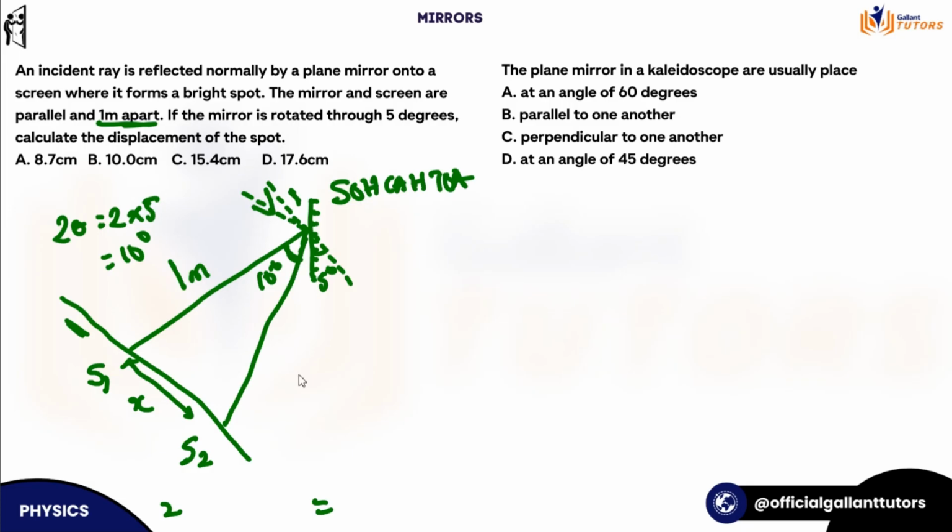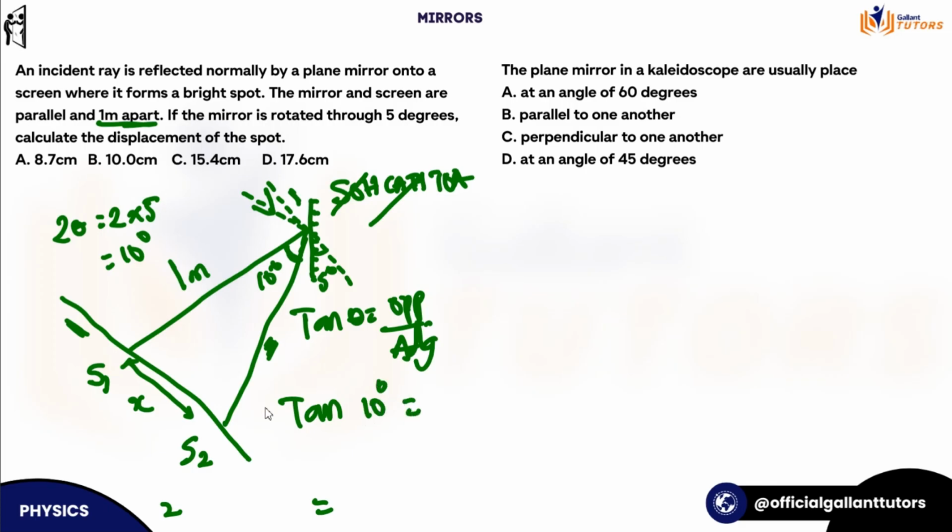Alright, so for SOHCAHTOA, this is cancelled out. We are not using that because nothing is relating to the hypotenuse here, right? So we have tan theta is equal to opposite over adjacent, right? So tan 10 degrees is equal to opposite, which is x, over adjacent.